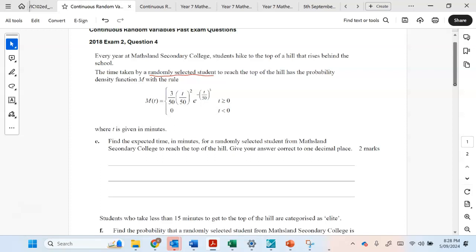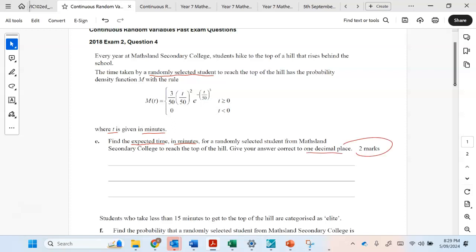We don't have to find the derivative of that. Find the expected time. Whenever we see expected, think of expected value, think of mean, in minutes for a randomly selected student from Mathsland Secondary College to reach the top of the hill. So we have to give the expected time in minutes, and T is given in minutes. We just have to make sure our units are the same. Give your answer to one decimal place. It's worth 2 marks.